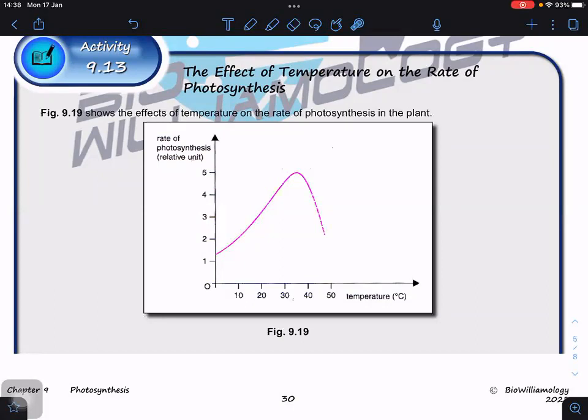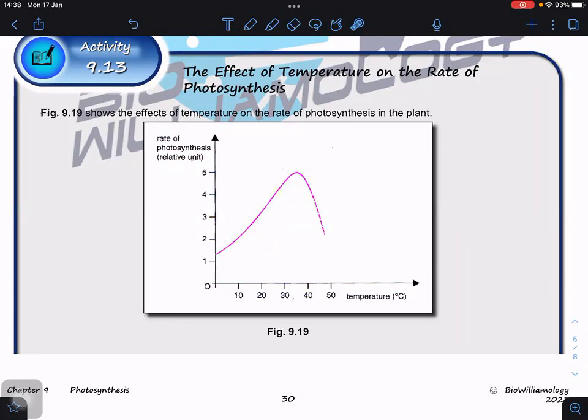Okay, and which pathway is affected by temperature? Now, this part students are always confused, because we know that for photosynthesis, we have light dependent and light independent reactions. In the light dependent reaction, we do have enzymes. Which enzymes? NADP reductase, and the enzyme involved in the photolysis of water. We have these two. Are you clear?